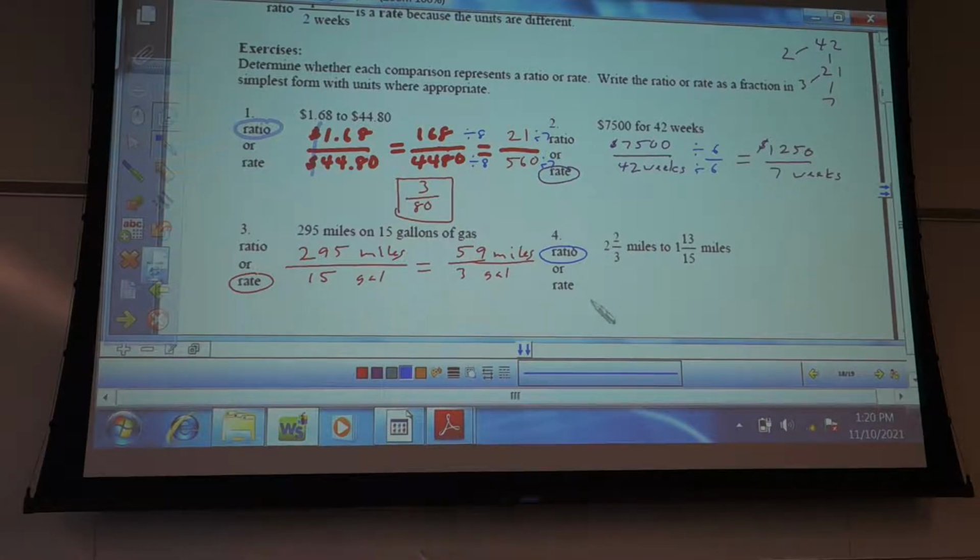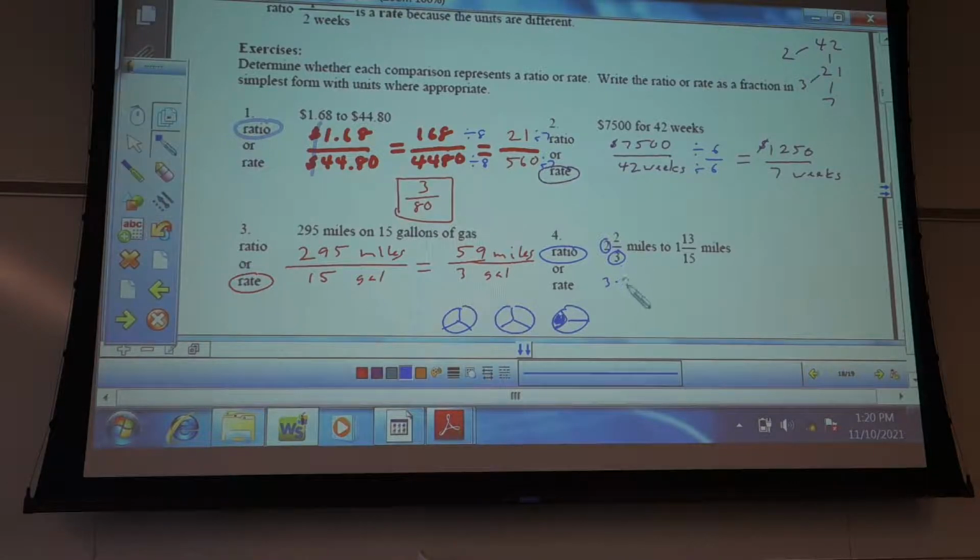We did this before, where 2 2/3 miles. It's all the clear parts. So this is 2/3. I can make this 2 into thirds, so this would be 3/3, that'd be 3/3, so altogether I have 8/3. The shortcut is 3 times 2 plus 2, so that would be 8/3. This other one would be 1 times 15 plus 13 fifteenths, so that'd be 28 fifteenths.